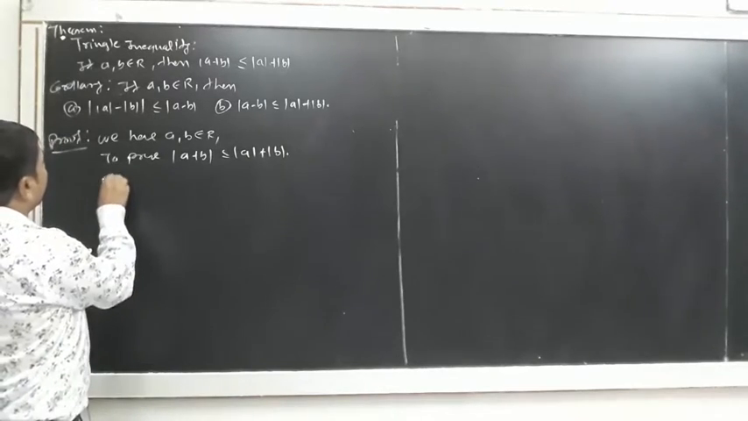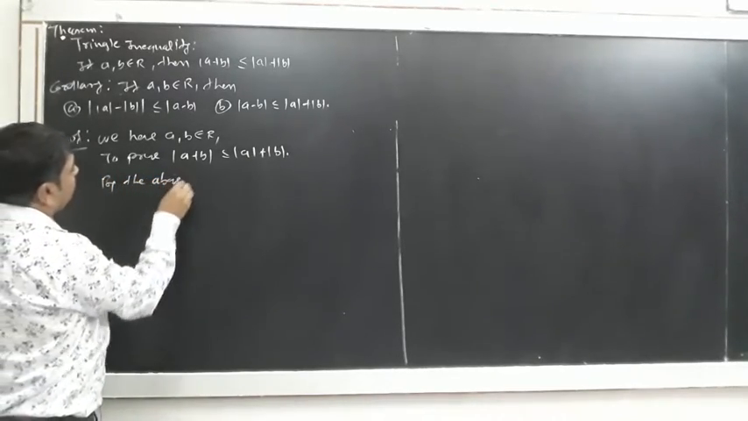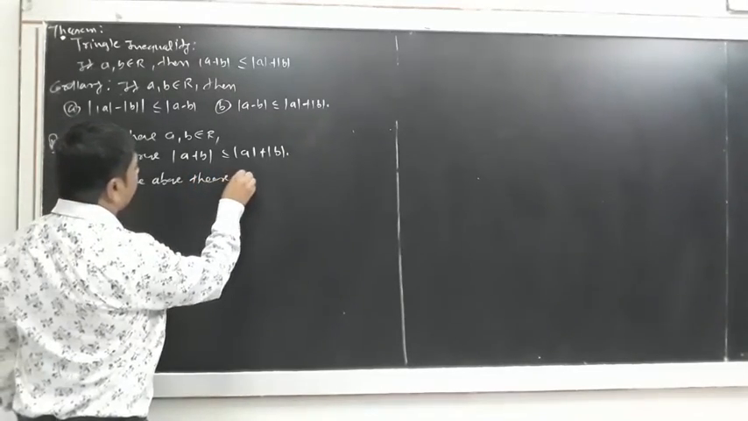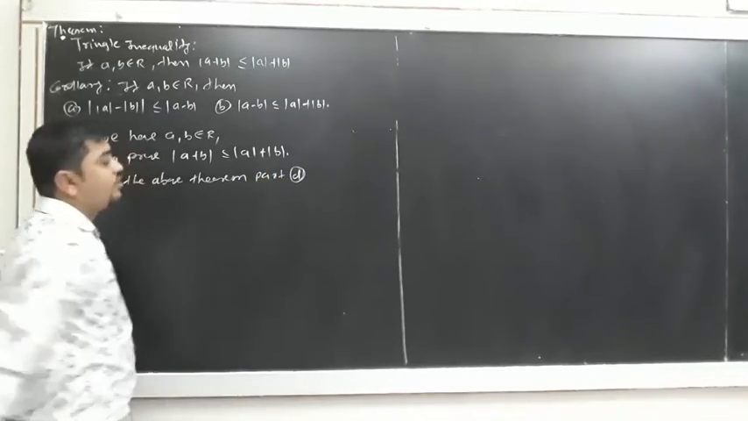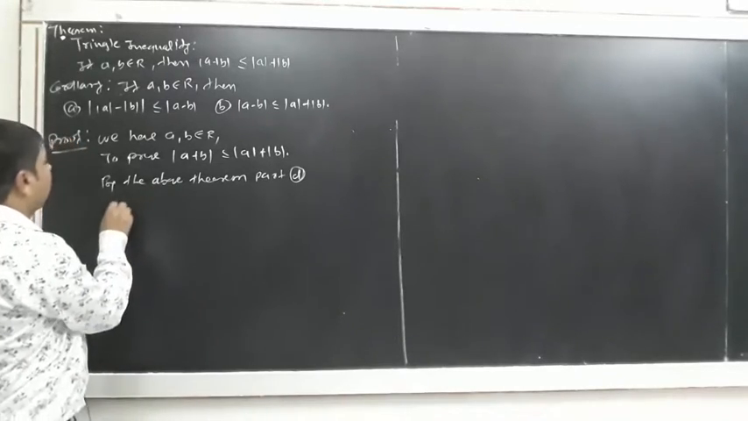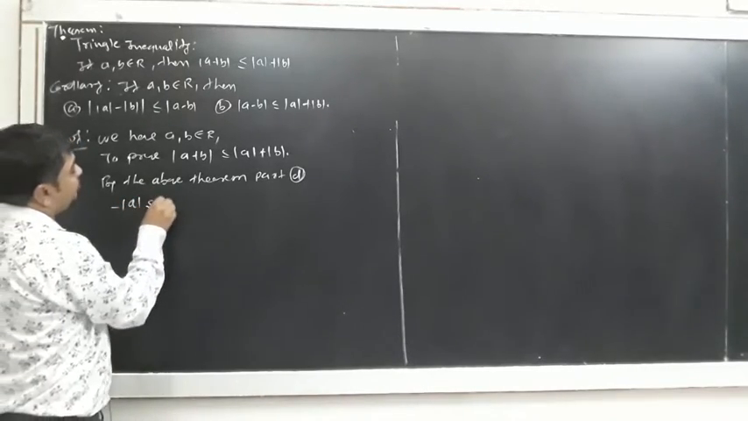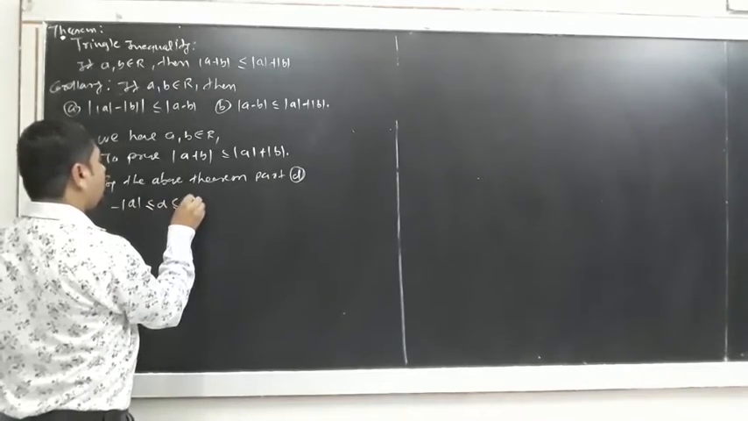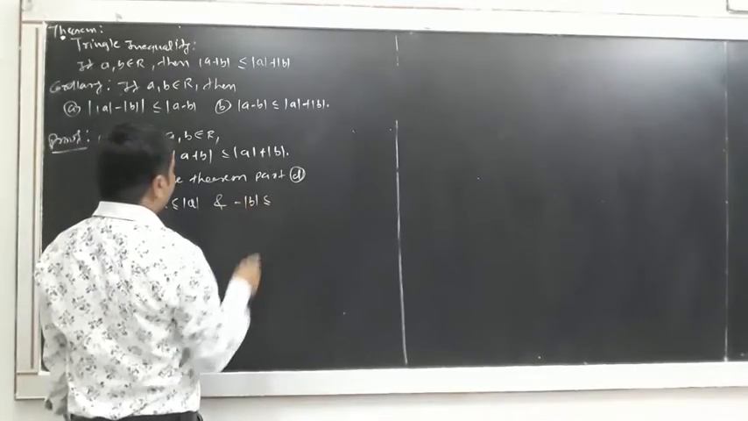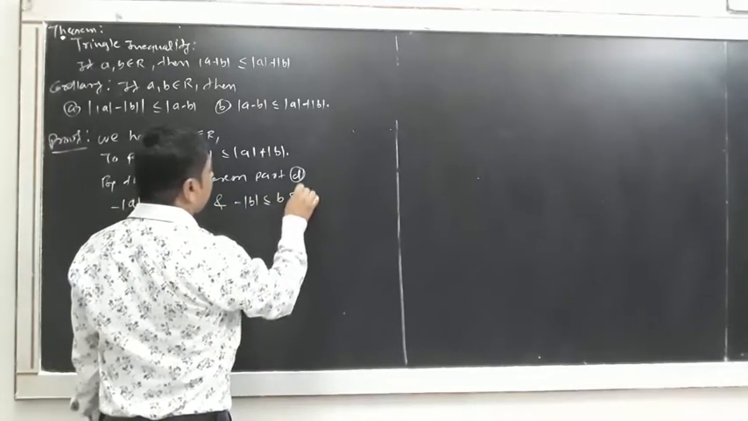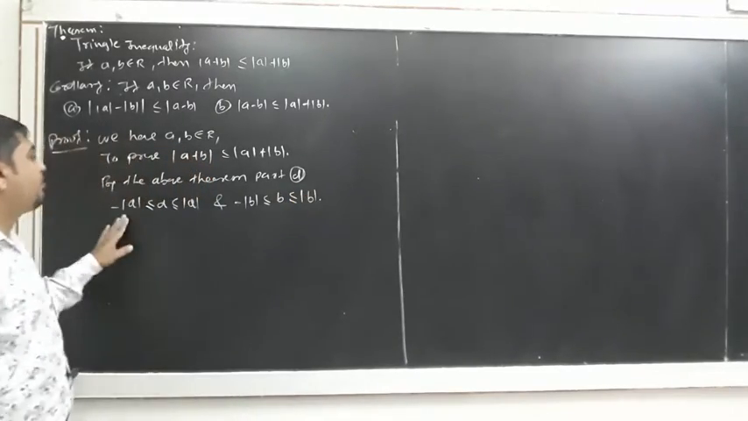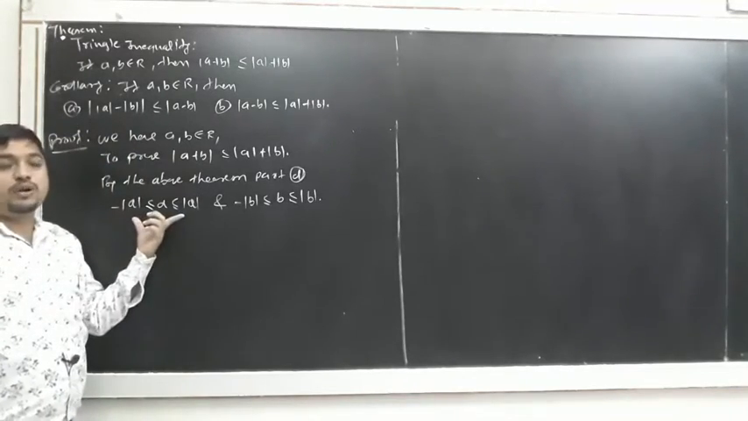So by the above theorem, part D, we just proved one theorem. You can check this. So what are we getting? Minus |a| is less than or equal to a is less than or equal to |a|, and similarly we can write minus |b| is less than or equal to b is less than or equal to |b|. We just proved this: for any real number there is a property like this.